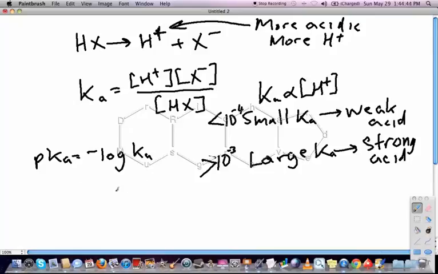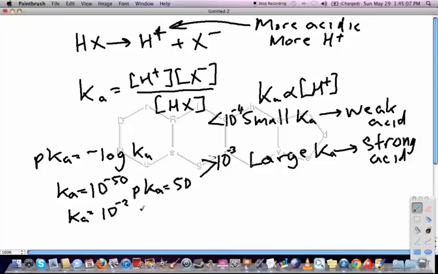Let me give you an example. Let's make the Ka equal to 10 to the negative 50. That's very small, but if we take the pKa of that, that's going to be positive 50. Let me give you another example. Let's give you a Ka of 10 to the negative 2. Then the pKa is going to equal 2.